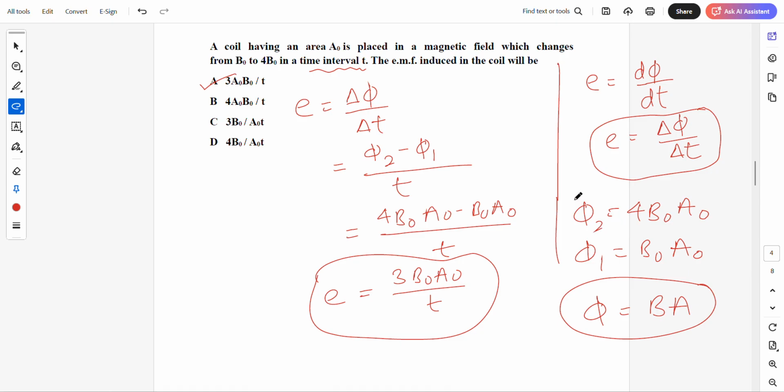Hope you understood. Be careful. It is changing from what? The initial is B0 into A0. The final is 4B0 A0. Just subtract it and you will get the answer. This is the magnitude of the EMF induced in the coil.